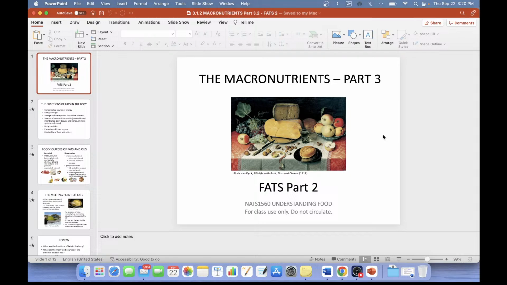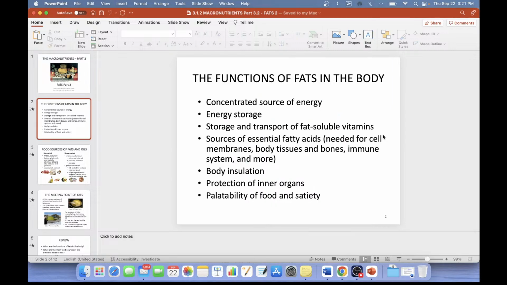Okay, so this is the second part of our segment of class, our part of the doctoral class. So what are the functions of fats in the body? There are many important ones. The fats are concentrated sources of energy. We have seen that the standard value of metabolized energy for fats is how much? 9 what?